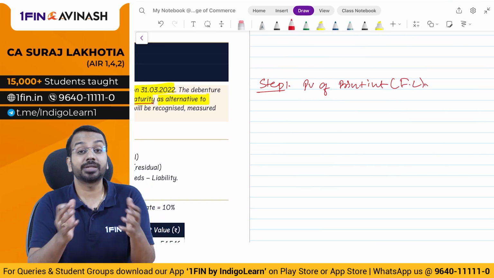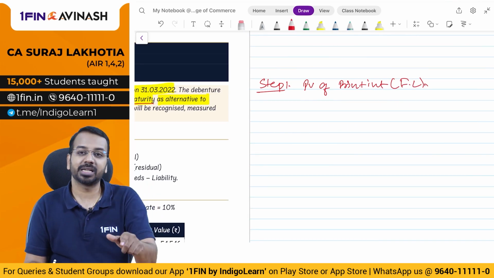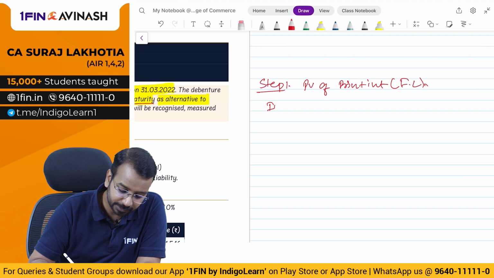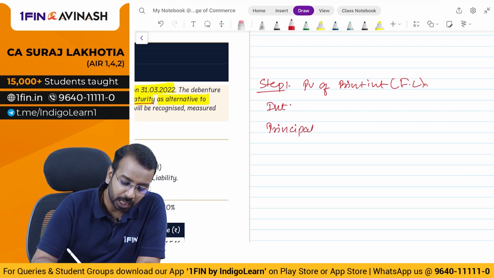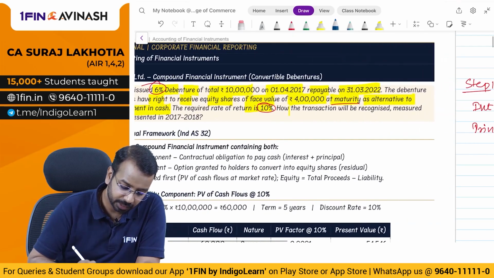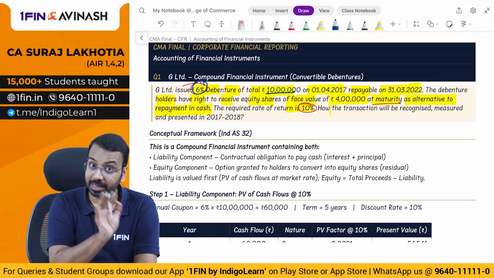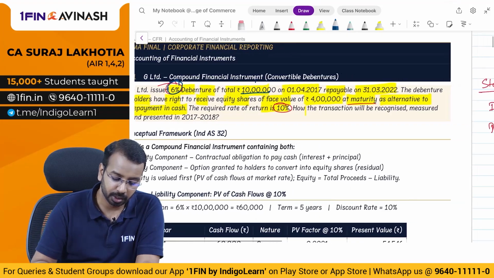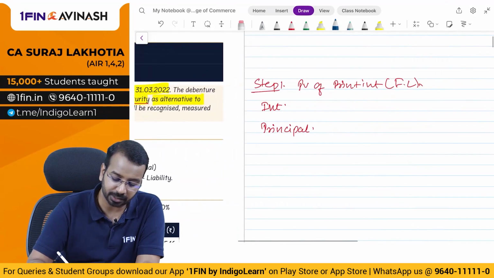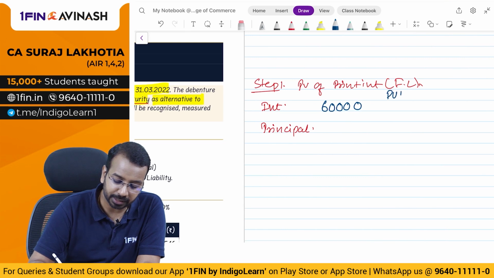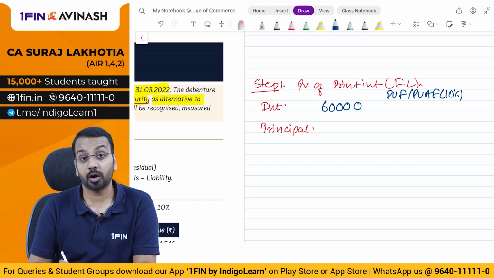Okay. Now, here we will not do it step by step. We have understood how to use the present value annuity factor. So one is interest, second one is principal. How much interest is payable? 10 lakhs at 6%. Payment will be 10 lakhs into 6%, face value into coupon. So 10 lakhs into 6% is 60,000. We need the present value annuity factor at what rate? 10%.